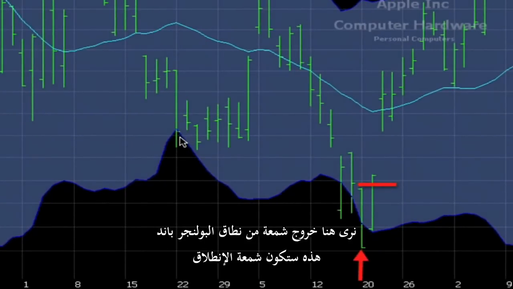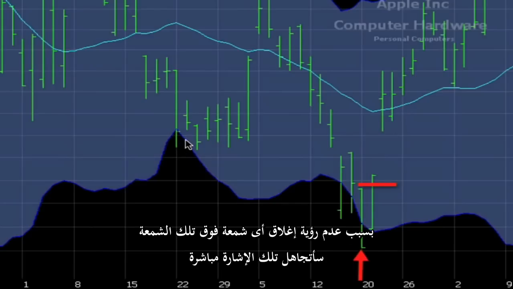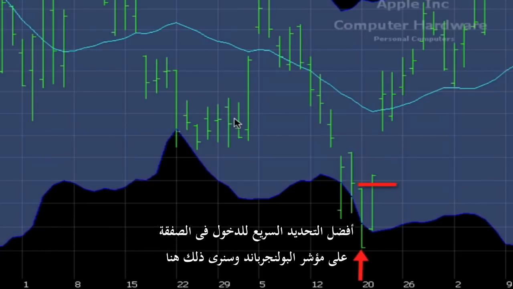Here we see a bar moving outside the Bollinger Band. That's going to be my new trigger bar. But because I don't see any bar closing above my trigger bar immediately afterwards, I'm going to ignore that signal. I like quick rejections of the Bollinger Band. I get that around here.